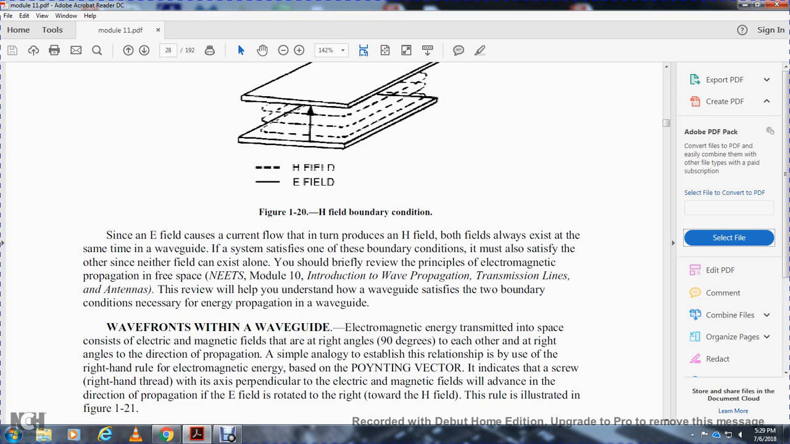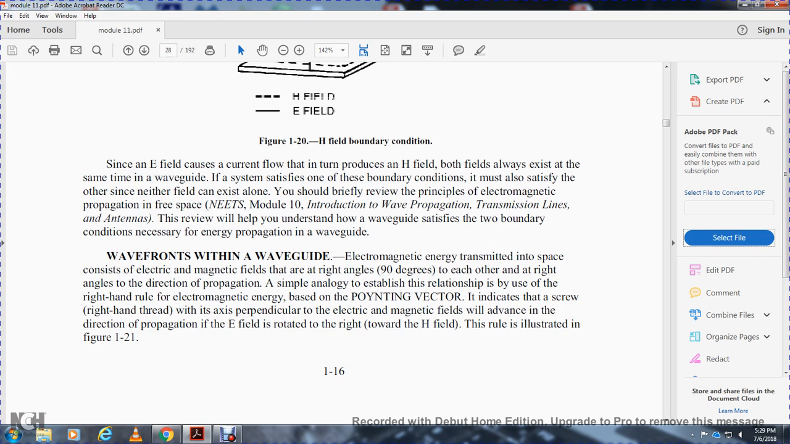This review will help you understand how the waveguide is satisfied with the two boundary conditions necessary to energize the propagation of the waveguide. Wavefronts within the waveguide. Electromagnetic energy transmitted in space exists as an electric and a magnetic field at right angles to each other, and at right angles to the direction of propagation.